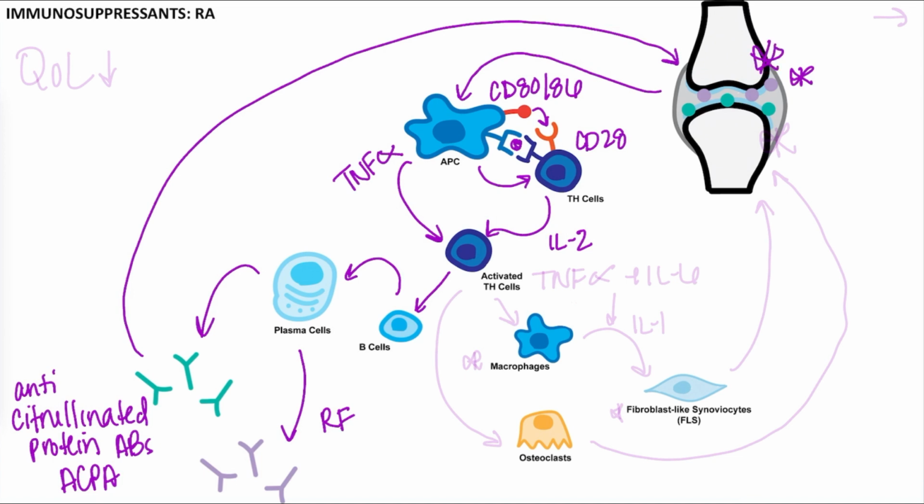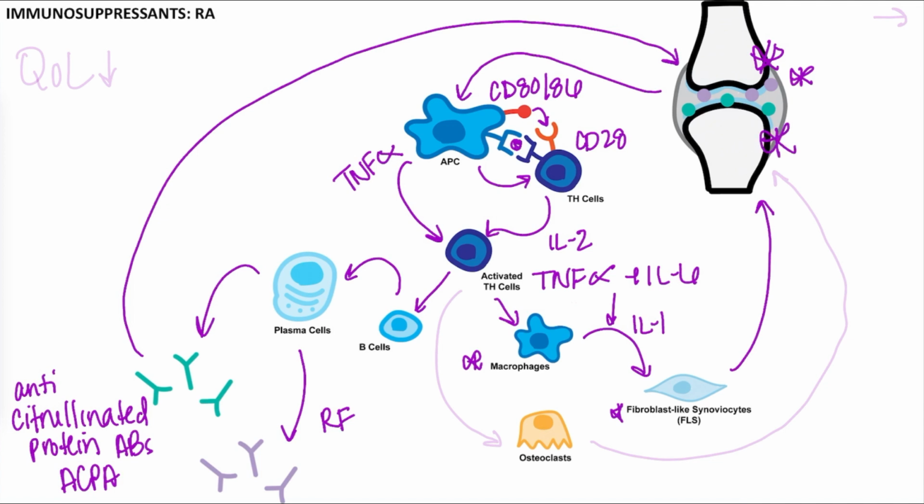Now remember, activated T cells also secrete cytokines like tumor necrosis factor alpha and IL-6 that recruit and activate other immune cells like the macrophages, which I'm showing you here, which can also secrete these same cytokines as well as interleukin-1. And these can then act upon other cell types like the fibroblast-like synoviocytes, which can then secrete their own inflammatory mediators and matrix metalloproteinases that can cause further joint damage and immune cell recruitment.